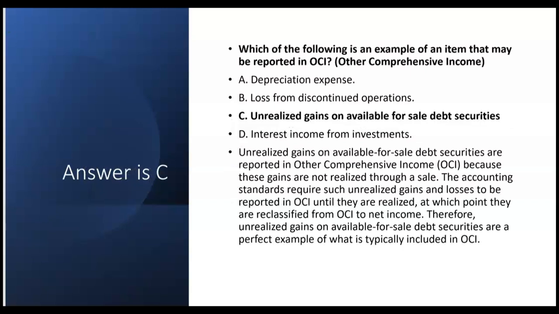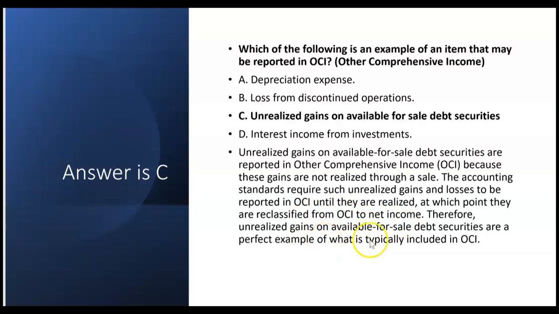So the answer is C, unrealized gains on available for sale debt securities are reported in OCI because these gains are not yet realized through a sale. The accounting standards require such unrealized gains and losses to be reported in OCI until they are realized, until there's a sale, at which point the gain or loss gets reclassified from OCI to net income.